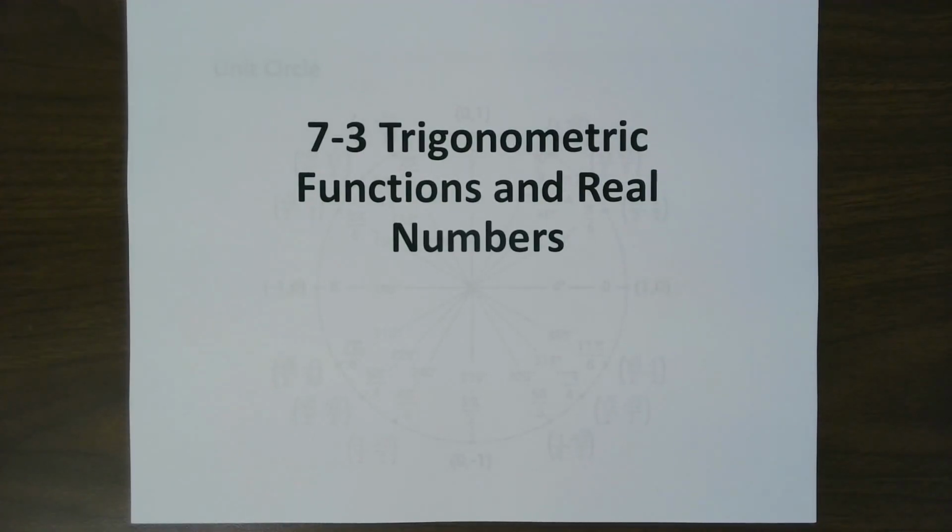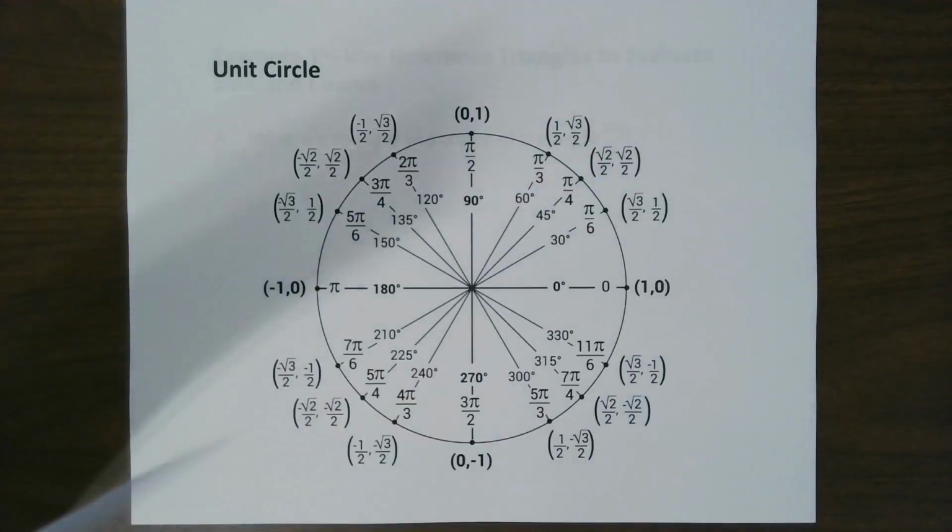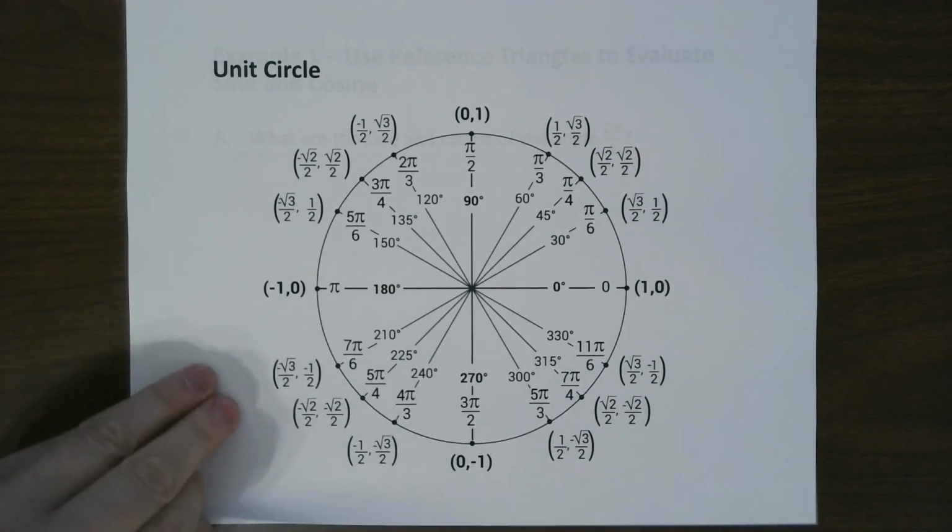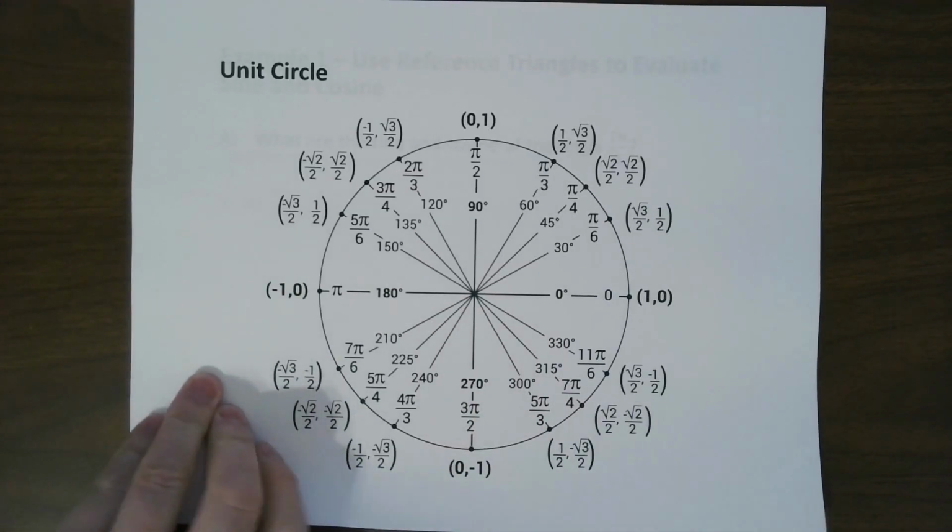Hi, today we're talking about trigonometric functions and real numbers. This is the unit circle fully filled out with every single point, every single angle in radians and degrees. This is by far one of the most useful things to get through trigonometry. Trigonometry, besides being a hard word to say, is a very, very difficult subject to learn as well. So I'm going to teach you guys how to use this today.